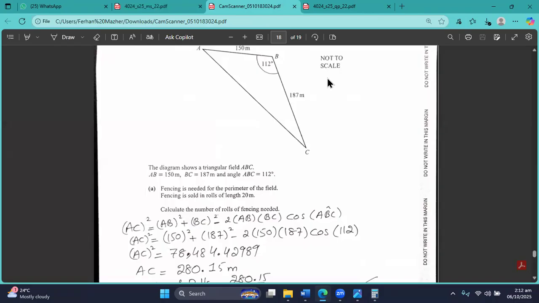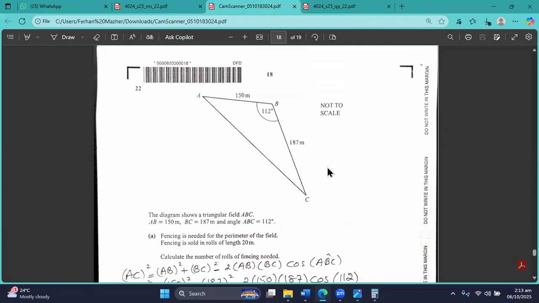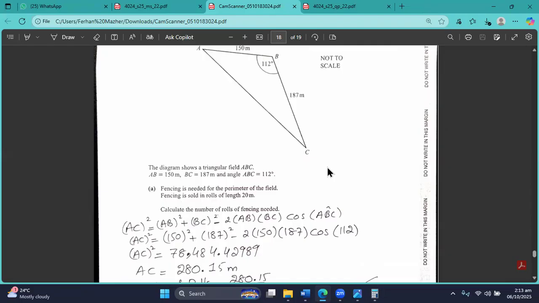Question number, fencing is needed for the perimeter of the field. The diagram shows a triangular field ABC. The fence is sold in rolls of length 20. Number of rolls of fencing needed. So where do we need the fencing? AB is equal to 150 meters. BC is equal to 187 meters. And angle ABC is equal to 112 degrees. Fencing is needed for the perimeter of the field. Fencing is sold in rolls of the length of 20 meters. Calculate the number of rolls of fencing needed.